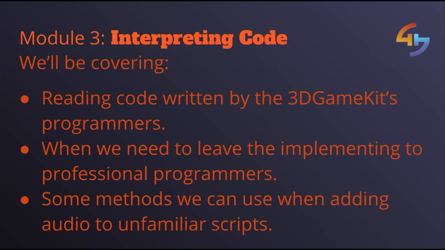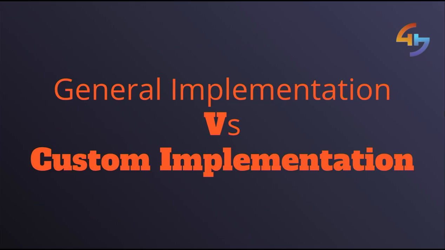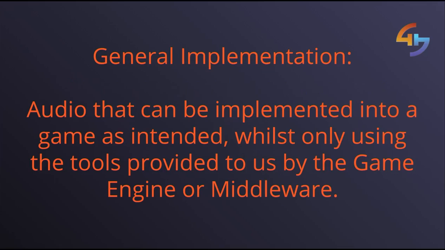Now, if we were using a custom-built game engine instead of Unity, most, if not all of our events would have to be implemented to fit within the game developer's code and systems they've built. Because of this, we're going to need to recognize the difference between audio that we can implement ourselves and audio that will only work if integrated with other game mechanics. So to understand these different concepts of audio implementation further, I've designated the names General and Custom Implementation to the following definitions.